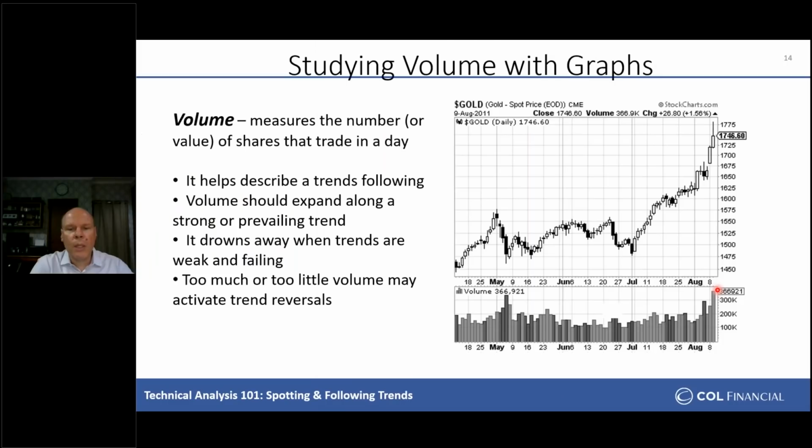Now, the final thing I want to talk about before I go into spotting trends is the third dimension of price, which is volume. Volume measures the number of shares that you trade every day, or if you like, the value of those shares traded every day. It is usually depicted in a chart right below the price. It looks like vertical bars, just like you see here, drawn directly under every single day of trading activity. So the open, high, low, close of a stock is drawn here, and the volume chart is drawn below it.